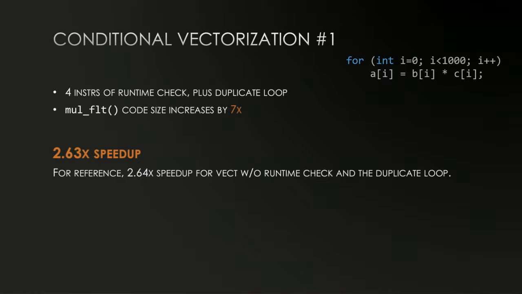So, I'm just going to say this again. If we vectorize this and don't insert the runtime checks and don't insert the duplicate loop body, we get almost the same speed up as if we actually have the runtime checks. The processor is so good at executing those 4 runtime checks every single time, before the loop body executes, that it makes basically no difference at all to the end performance. Kind of interesting. Question? What's up?